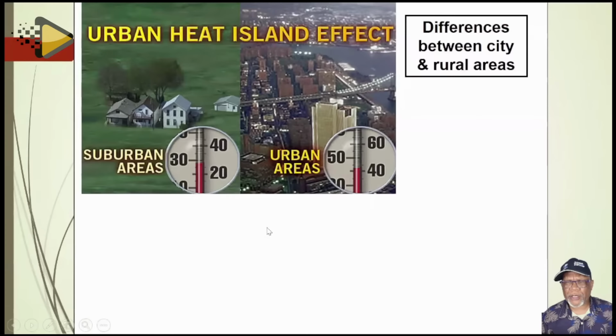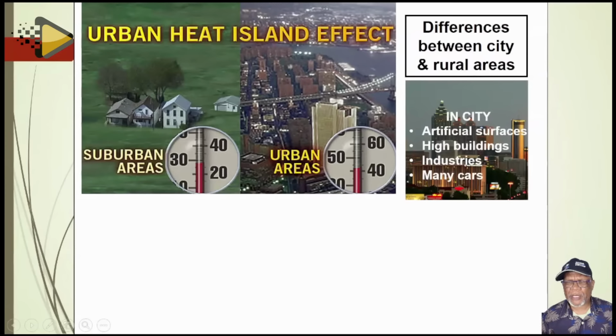Now let's look at the urban climates. Urban heat island. What is an urban heat island? You must be able to define the concept of urban heat island. An urban heat island is a warm urban area surrounded by the cooler suburbs. So this is your warm urban area and it's surrounded by the cooler suburbs.